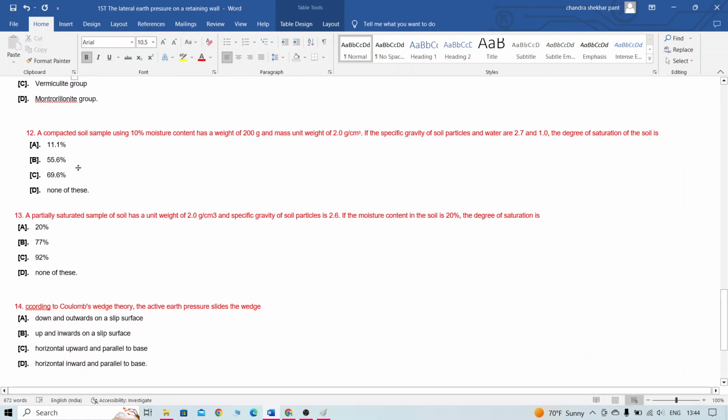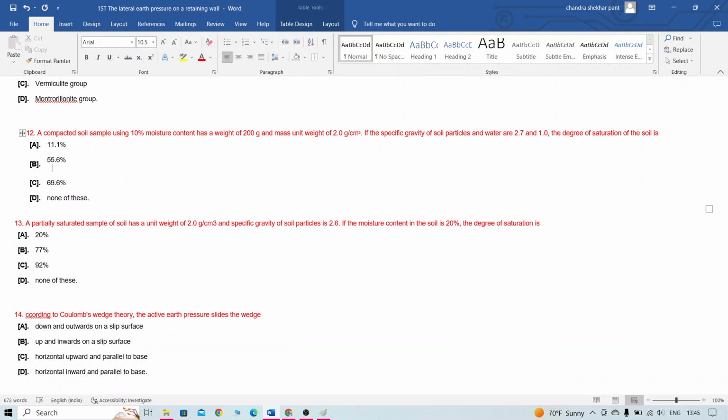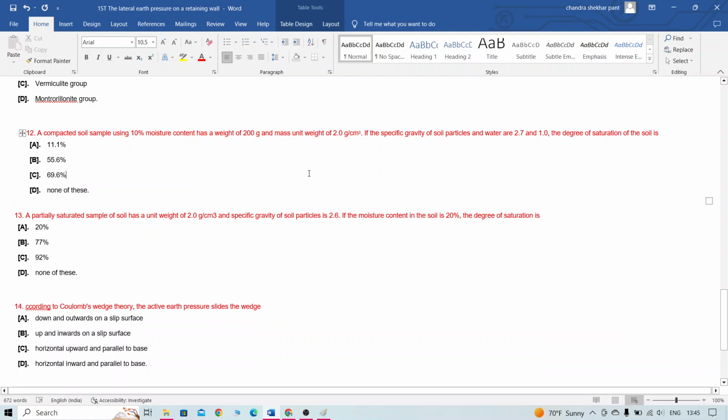Okay. So in question number 12, a compacted soil sample with 10% moisture content has a weight of 200 grams and a mass unit weight of 2.0 gram per centimeter cube. If the specific gravity of soil particles and water are 2.7 and 1, the degree of saturation of the soil is? It is asking us about the degree of saturation.